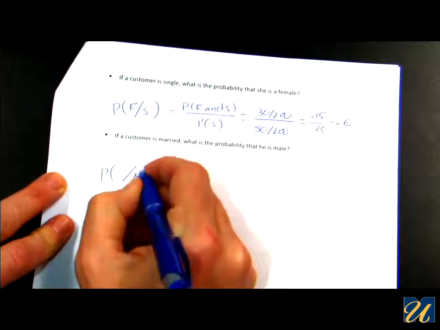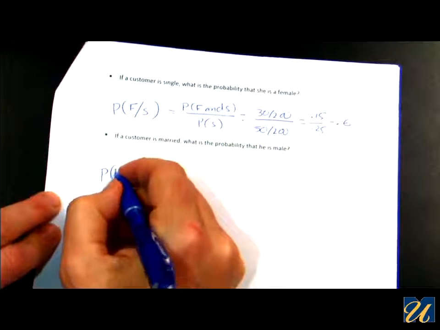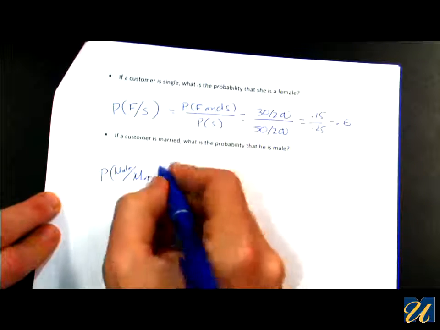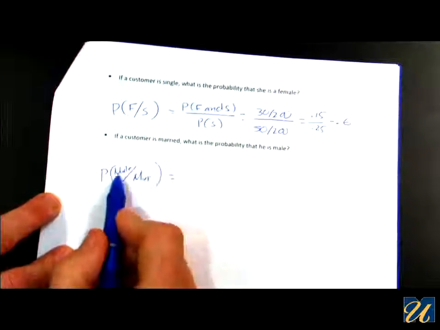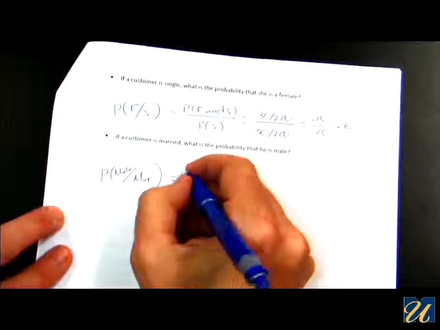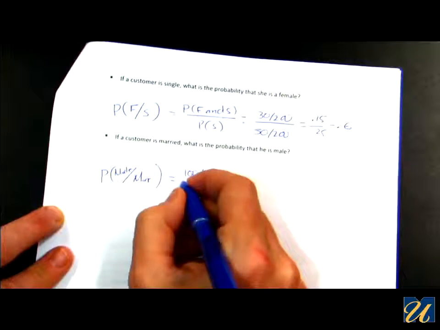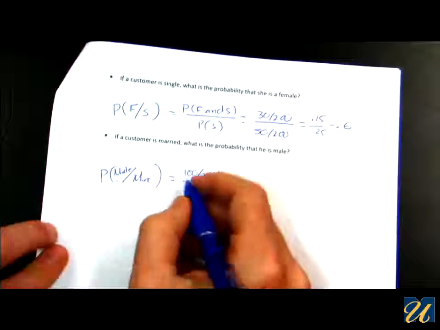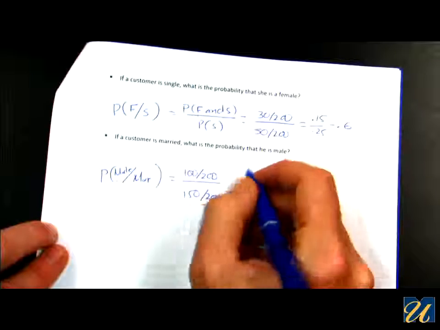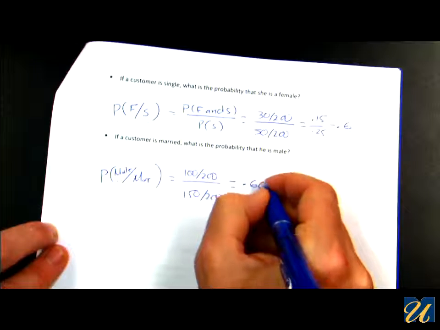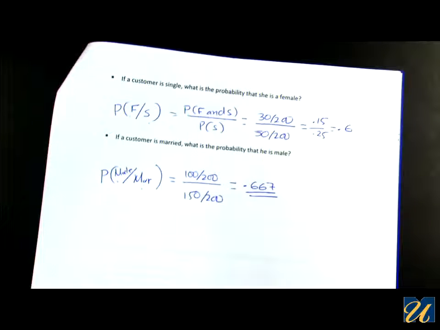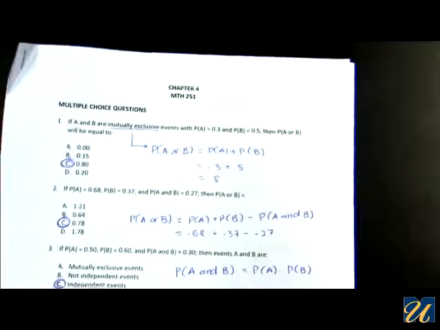Now, if a customer is married, what is the probability that he is male? Given the fact that someone is married, what is the probability that he is a male? So we take the probability of male and married, which is 100 out of 200, over the probability of being married, which is 150 over 200, and this probability will be equal to 0.667. And this concludes the problems for chapter 4.